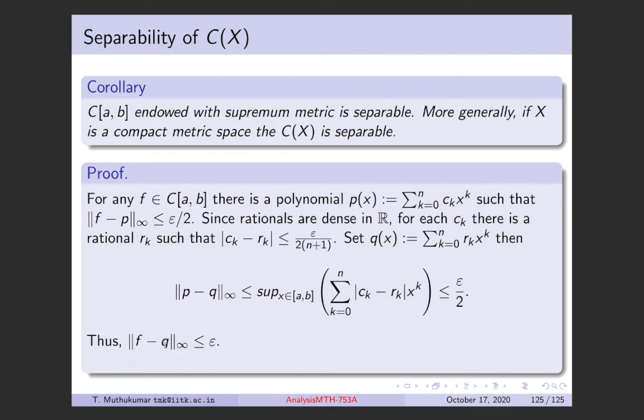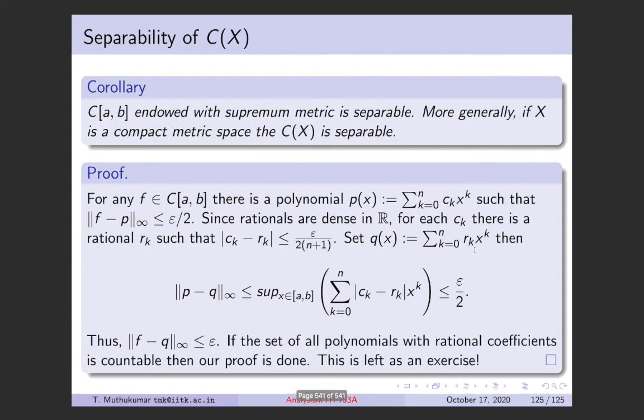Now q is a polynomial with rational coefficients. So what we have shown here is that polynomials with rational coefficients are dense. Now, the only thing that we need to show is that polynomials with rational coefficients are countable. Okay, that I leave as an exercise for you. It's an easy thing to do, right?